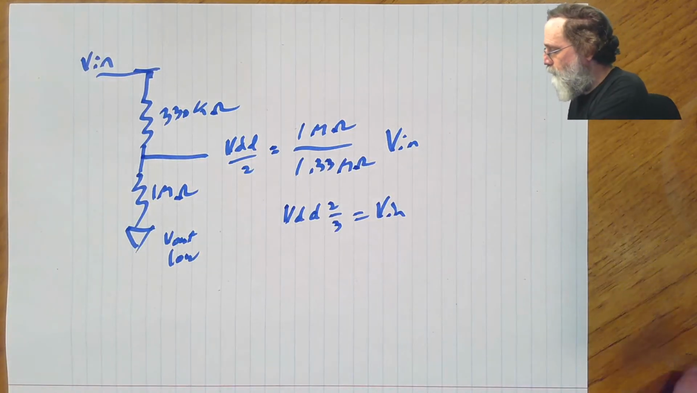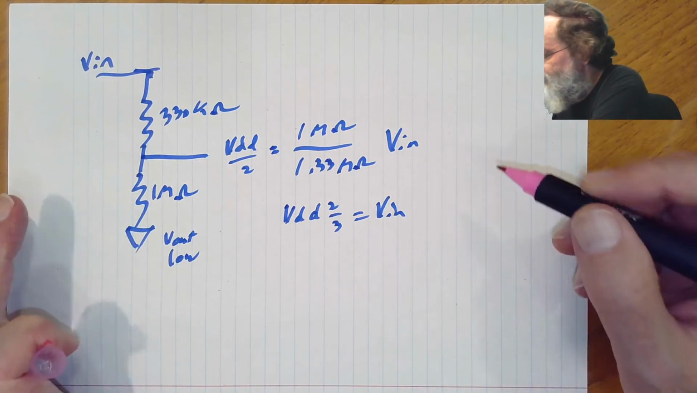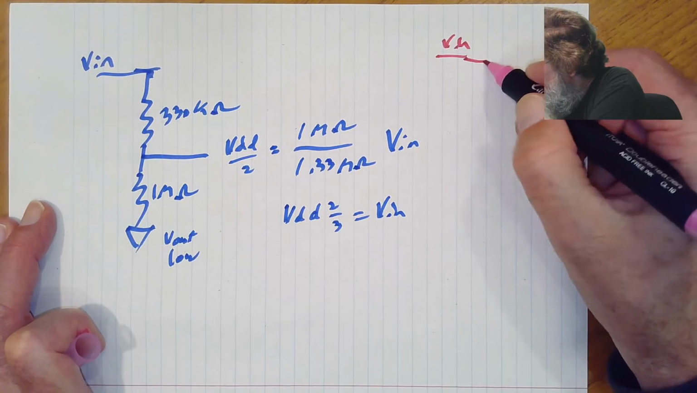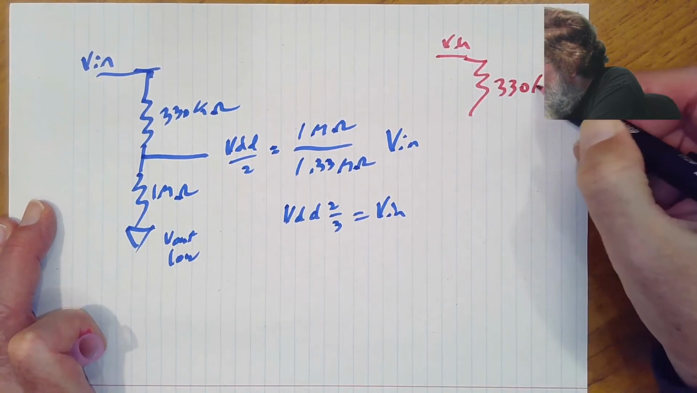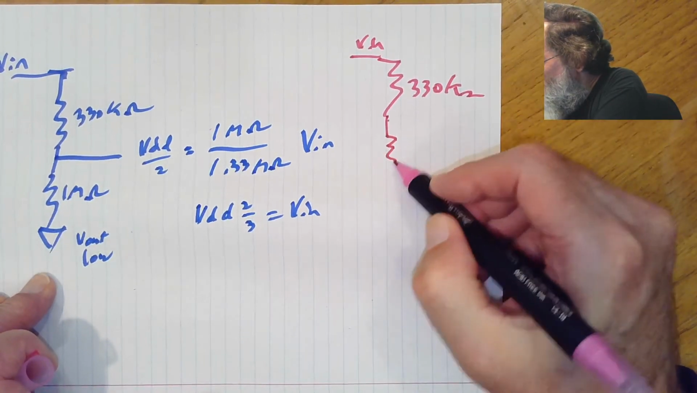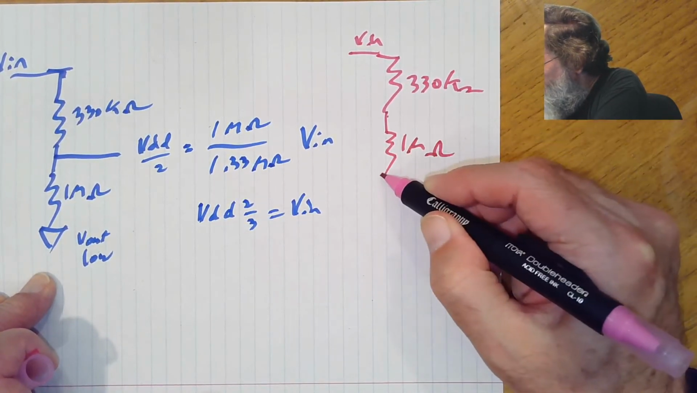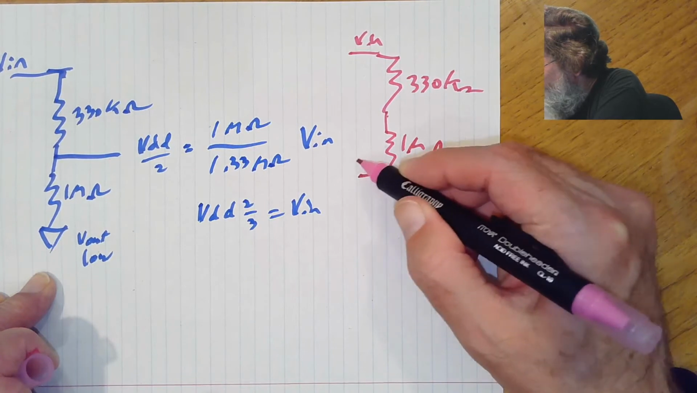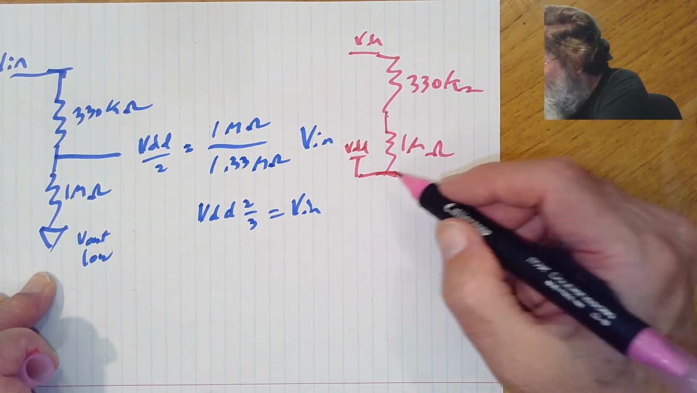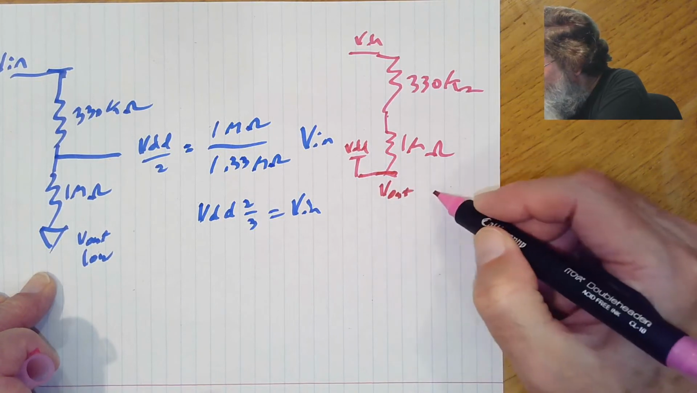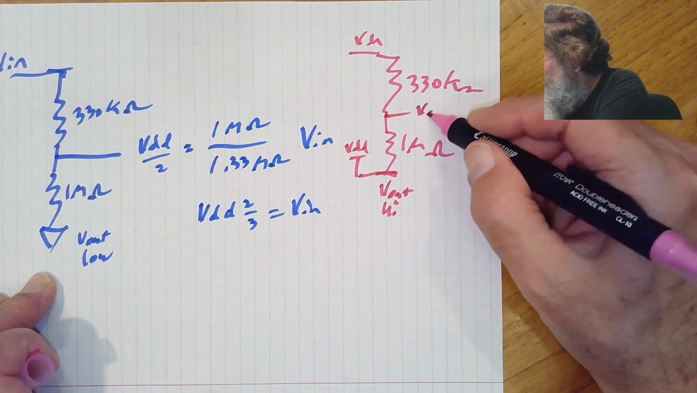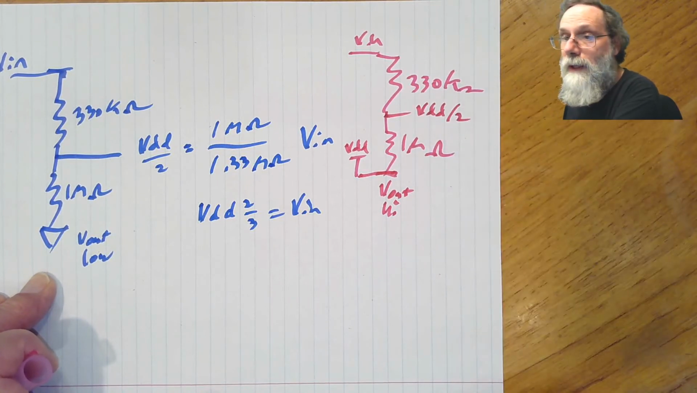What happens then? So we've got a similar circuit here. Vin, 330k ohms, 1 mega ohm. And now, instead of Vout low, we have going all the way up to VDD here, and it's Vout being high. And again, we've got that this is VDD over 2.